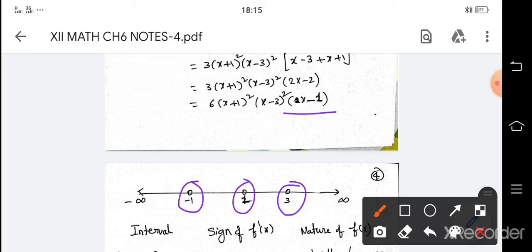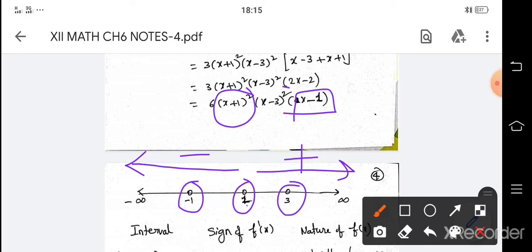But here important is x minus 1 at this 1. So above 1 all is just positive only will come. Below 1 we get negative only. There is no change at all, because both (x plus 1) whole square and (x minus 3) whole square are squares. The squares will never change the sign of the function. Sign of the function will never change when there is a square, because square will be giving always positive only.